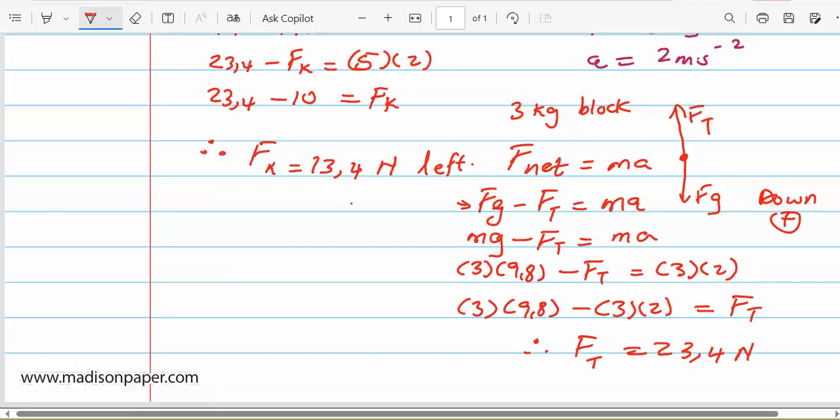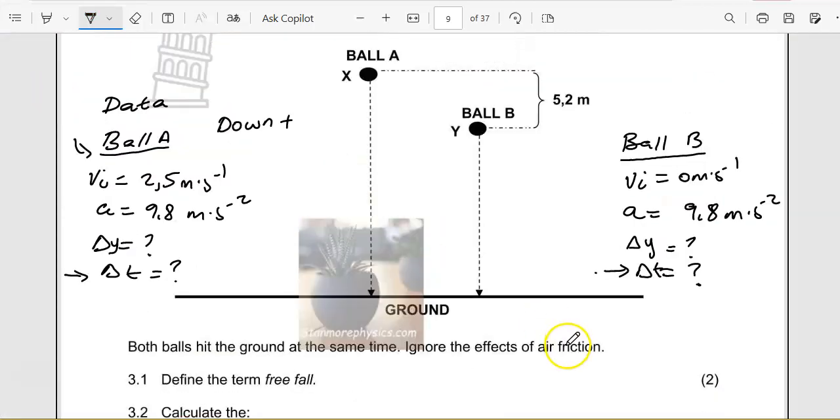I'm not sure if you understand that part. Remember the difference between these 2 points, it's what? 5.2. So if, let's say this was 30, to find the height of ball B, it will be 30 minus 5.2. Then it will tell us the height of ball B. You understand that part? Yeah.